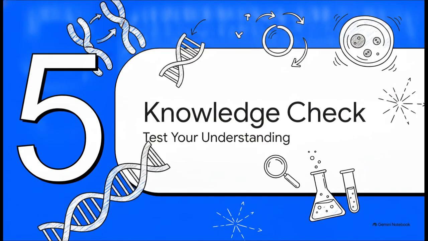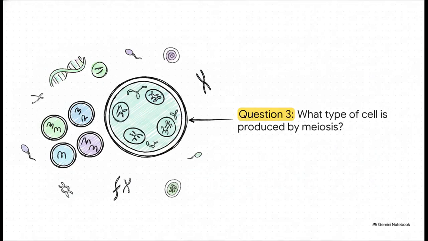All right, Section 5, quick formative knowledge check. Okay, focused learners, it's time to put your immediate understanding to the test. Let's just see how well we've absorbed the mechanics of this variation engine. Here is a question pulled straight from your class materials. It asks, what type of cell is produced by meiosis? Take a second. Think about everything we've literally just discussed regarding the final end product of those 2 rounds of division.